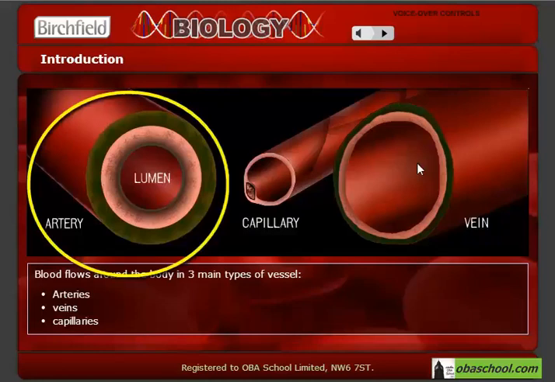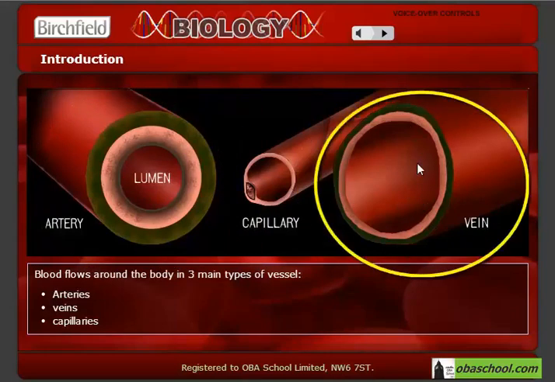So blood goes from the heart to its destination through the artery. Wherever it needs to have exchange of materials, it does that through capillaries, and it goes back to the heart through veins. And these are the three types of blood vessels.